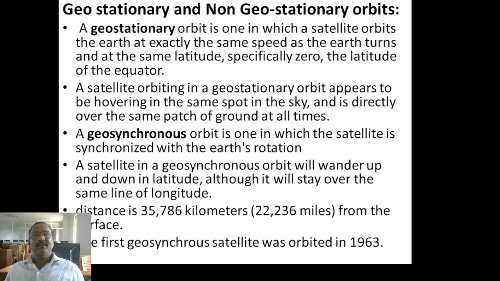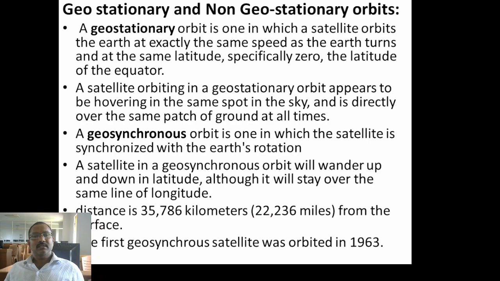A satellite orbiting in a geostationary orbit appears to hover in the same spot in the sky and is directly over the same patch of ground at all times. For this purpose, we put the satellites in the geostationary orbit. If the satellite is in geostationary orbit, it moves along with the Earth at the same speed as the Earth rotates.